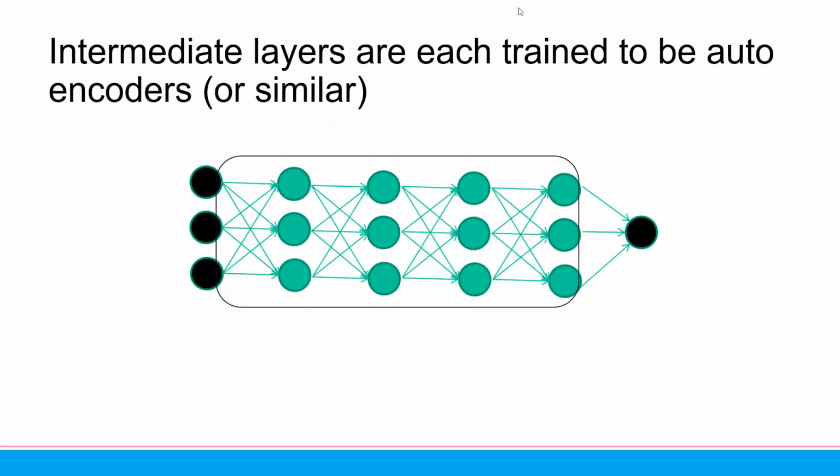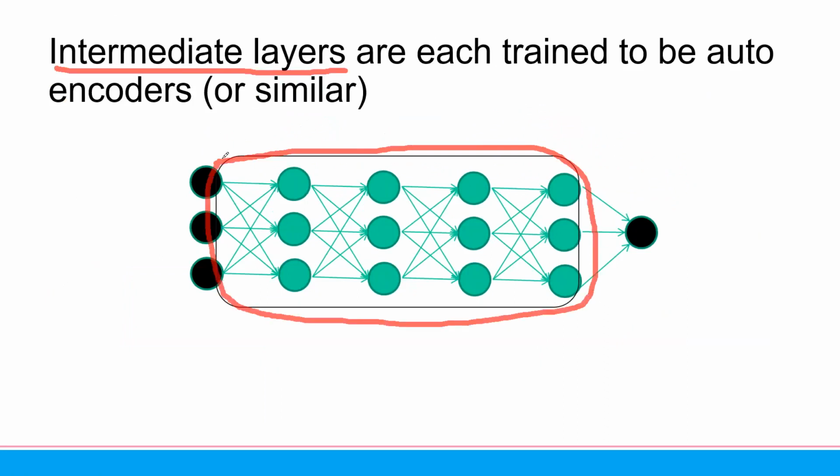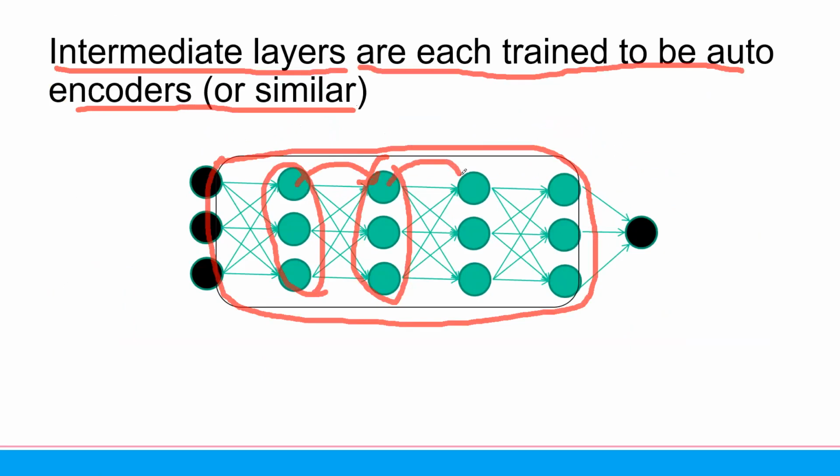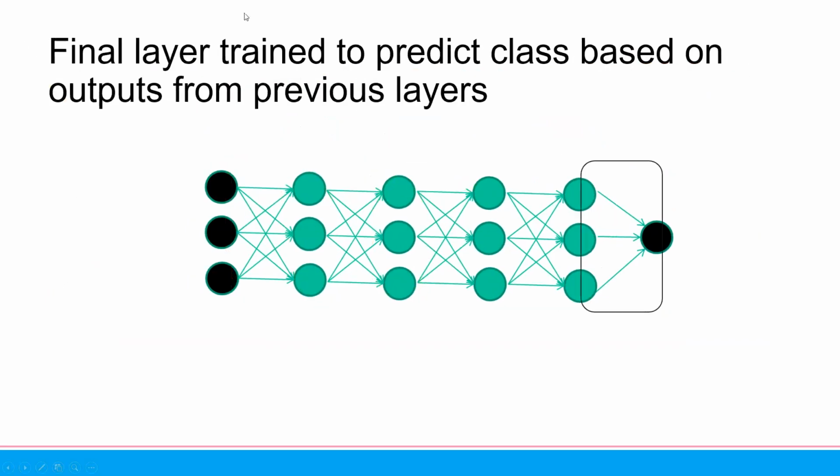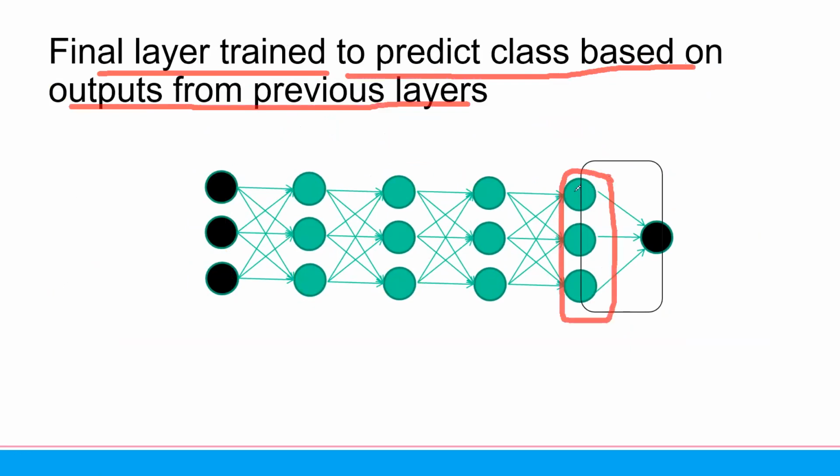So these intermediate layers, the intermediate layer is the layer between input and output, are each trained to be autoencoders or simulators. So we need to check what is the proper value to give as the input to this layer. What is the best value to give as the input to this layer? So every one of these layers will be trained. And the final layer is trained to predict the class based on outputs from the previous layer. So the last layer, this one, will be trained, and the result from this node will be used for the output layer.